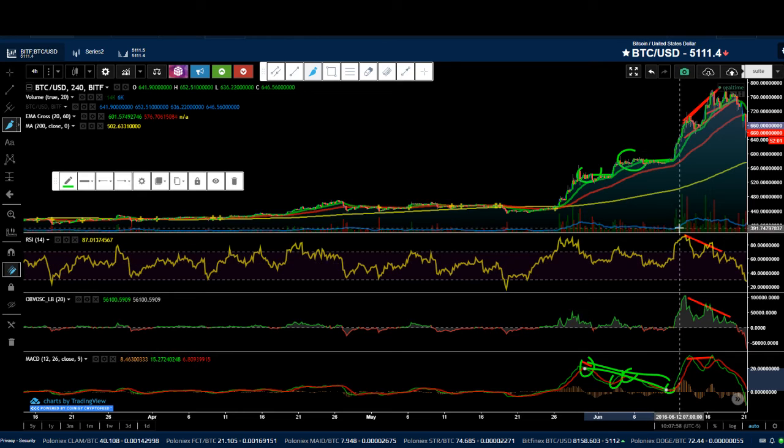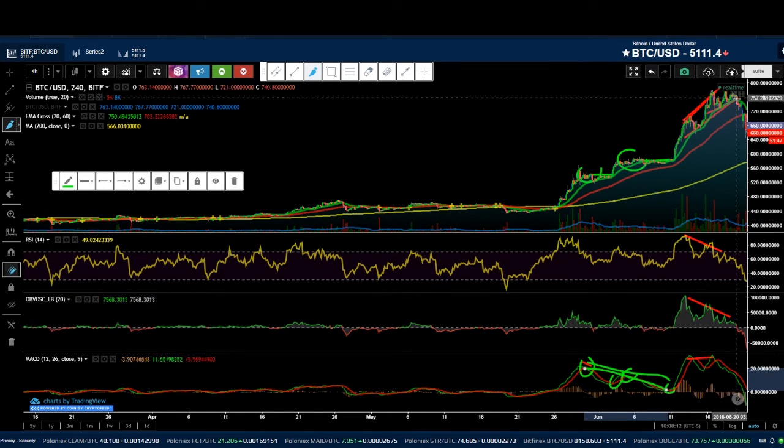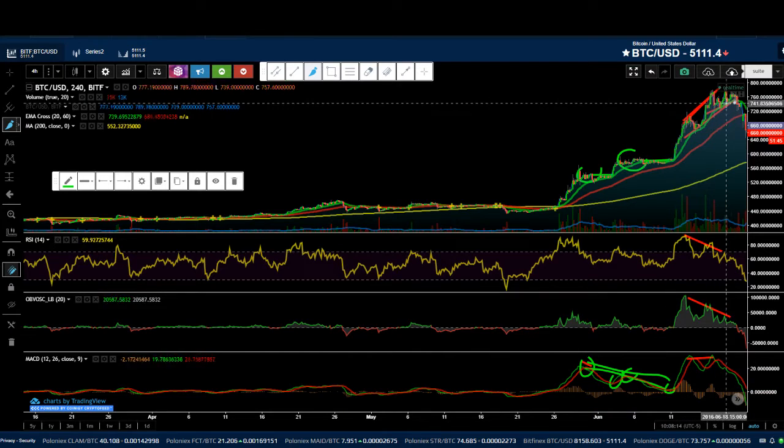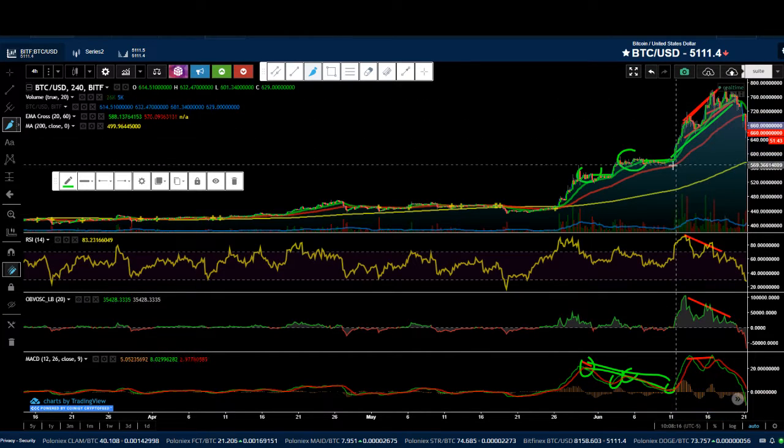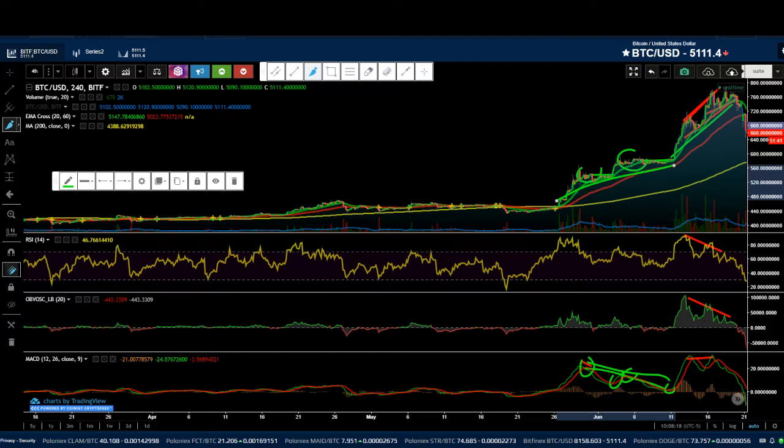This took many days here. What are we looking at? The June 11th, 12th, 13th, 14th, 15th, 16th, 17th, 18th, 19th. So that took a week for this to play out. And we had lots of time to see it coming. So let's see if we can watch for it and see it coming in the future.